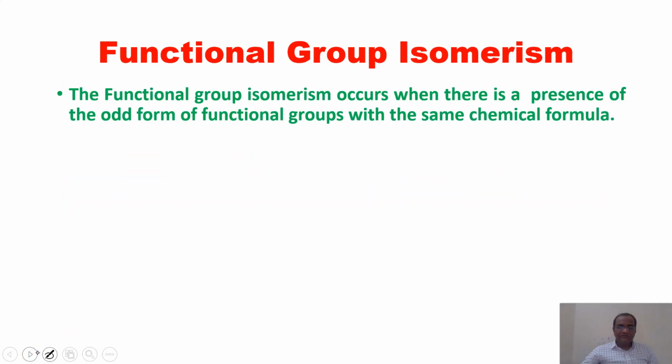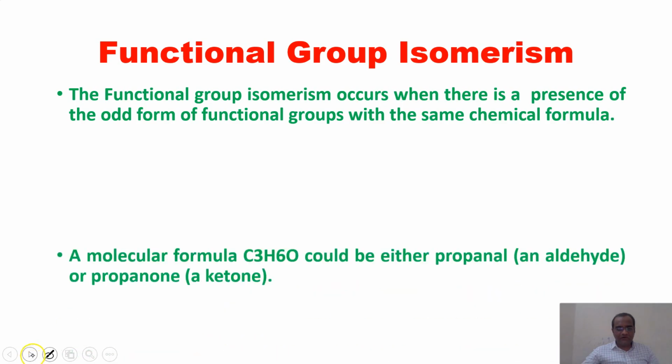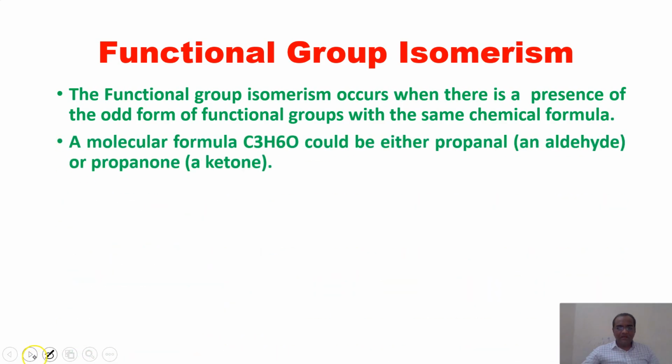Now we will see further, that is functional isomerism. Functional isomerism occurs when there is the presence of a different form of a functional group with the same chemical formula or same molecular formula. So for example, the molecular formula C3H6O could be either propanal, an aldehyde, or propanone. So I will write both the structures over here.